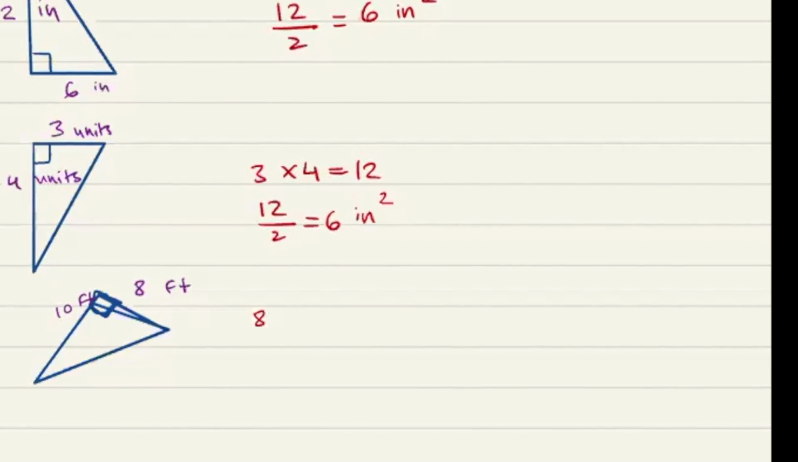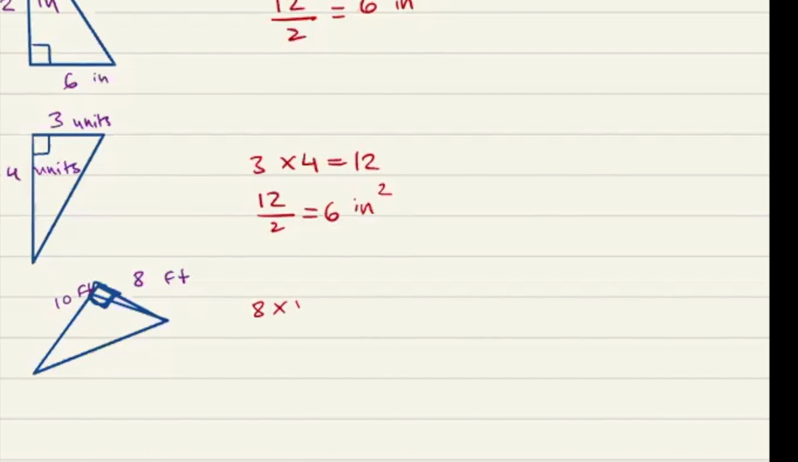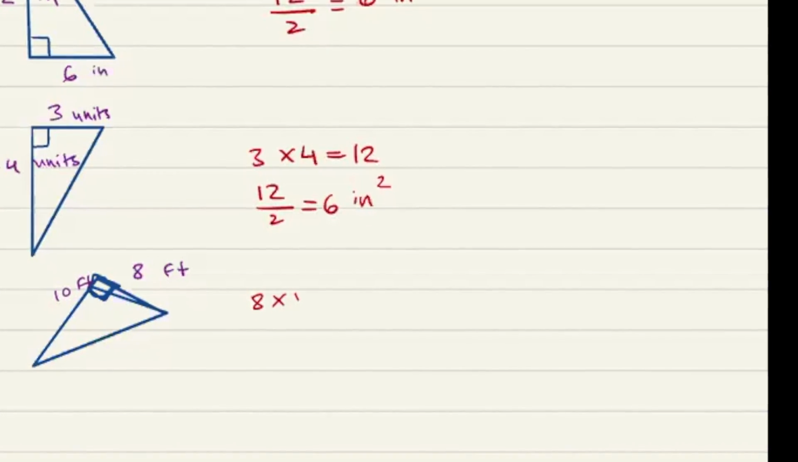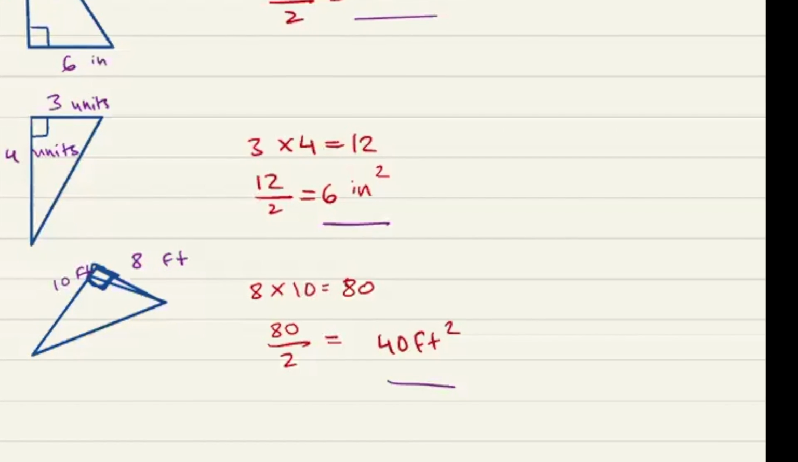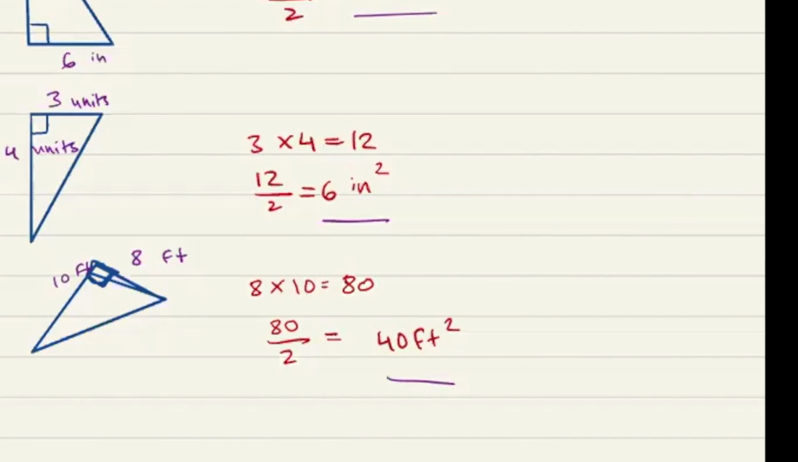Finally, here our base is 8 feet, our height is 10 feet, therefore our area would be 8 times 10 divided by 2, which is 80 divided by 2, or 40 feet squared.